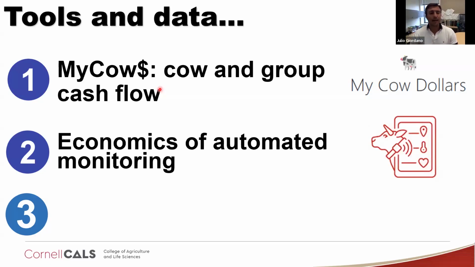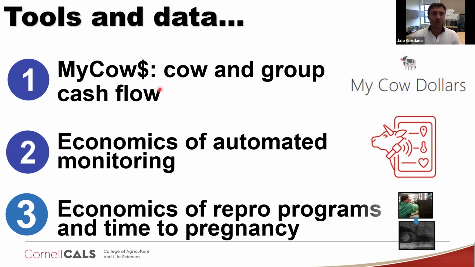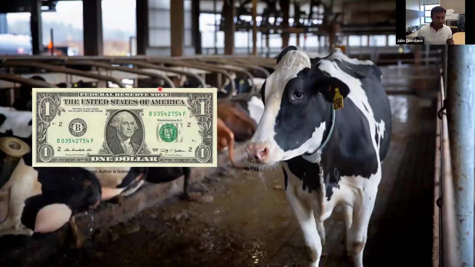I will then discuss a little bit on the economics of using automated health monitoring systems and some of the recent research that we have done in this area. And then, hoping that I will have the time, I will discuss the economics of different types of reproductive programs and then different subgroups of cows within herds that could help us with this concept or idea of targeted or precision reproductive management.